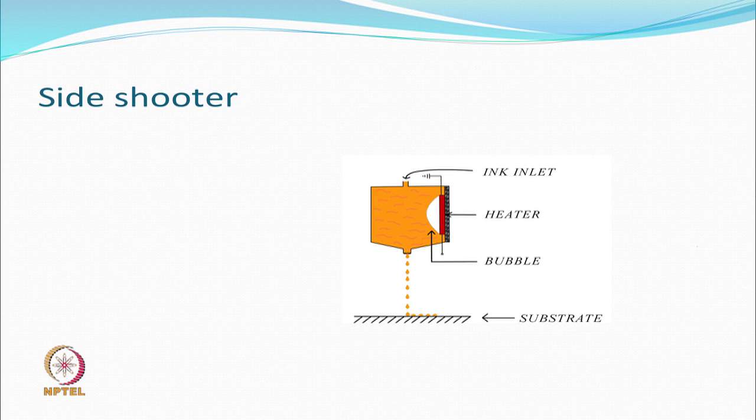This type of arrangement is called a top shooter, where the heater is fixed on the top of the chamber, and so the bubble is generated below that, and obviously the ink is being pushed. The same arrangement can be done the other way. For various reasons, people may say it is easier for us to have a side shooter, but it can still form the drops in the same way. So, once you know that there is a process available, then you can keep making designs which may suit your requirement.